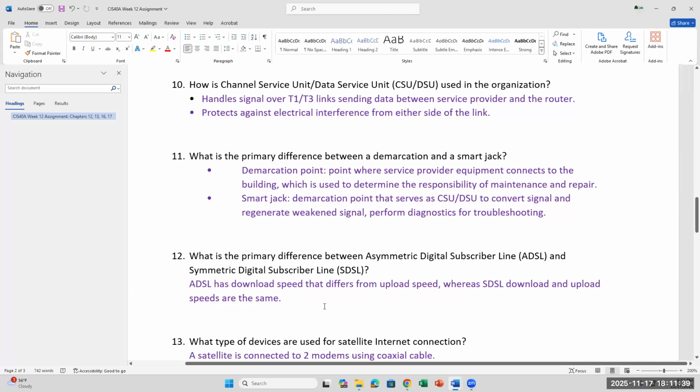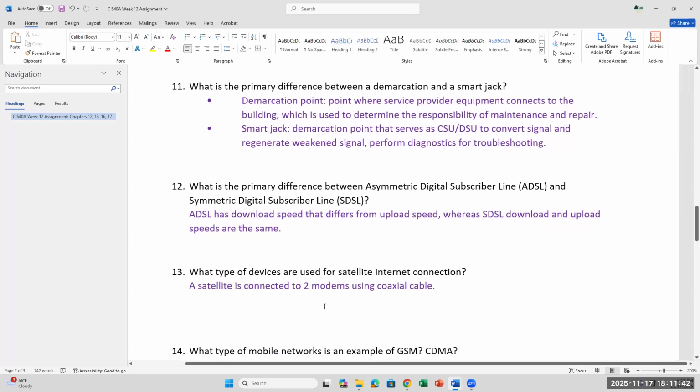Question? Okay, so what type of devices are used for satellite? So, do you need more explanation about digital subscriber line?